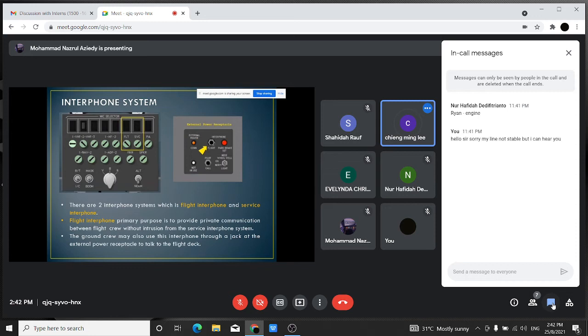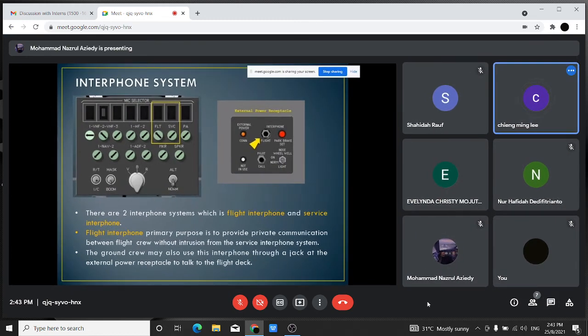Okay, stop there. Evelyn, why didn't you explain the VHF and HF? Guys, can you hear? Yes, sir. On this part, you mentioned the VHF, HF. I know it's at the back there. Try to arrange it. VHF is the most important communication there, right?